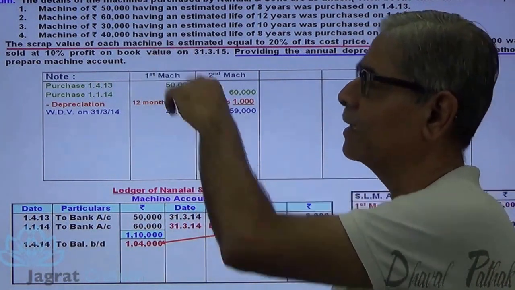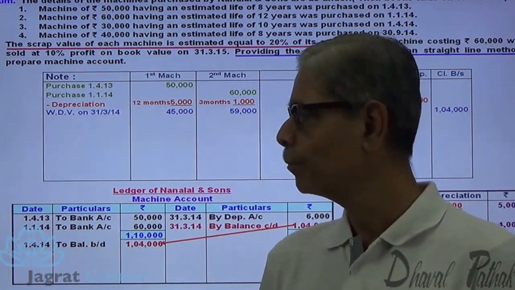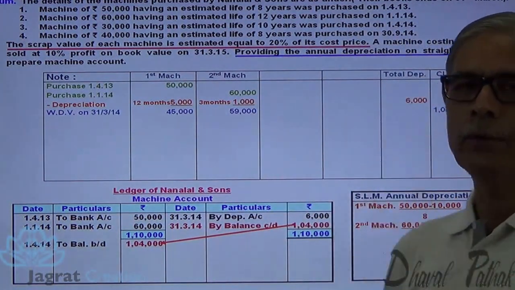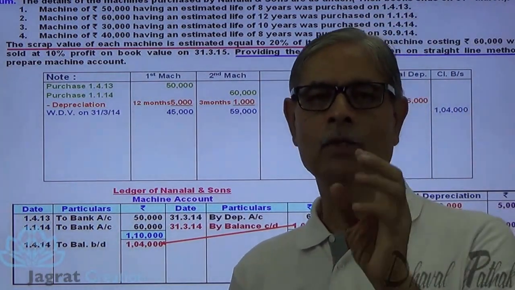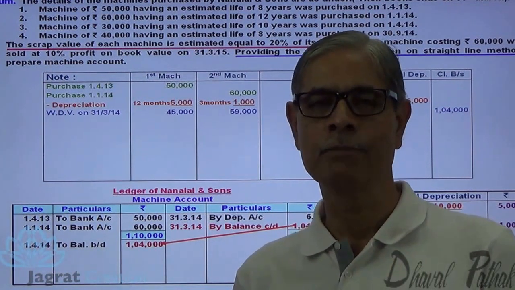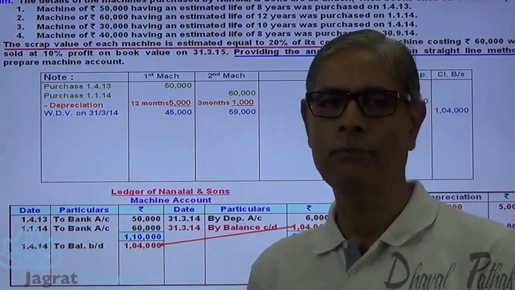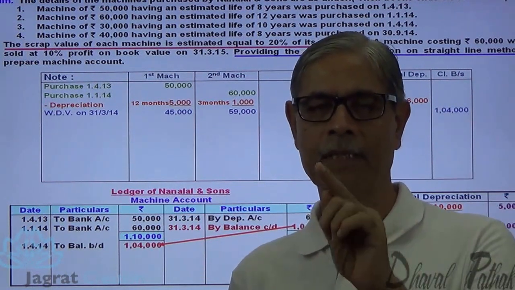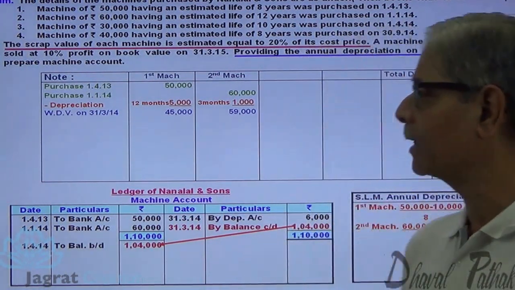In the second year, the third and fourth machines are purchased. That I will record here first of all. Then I will calculate the annual depreciation. Then on the basis of time of its usage, I will calculate depreciation for all the 4 machines. I will calculate the depreciation for the machine that has been sold till the date of sale. Let us start.